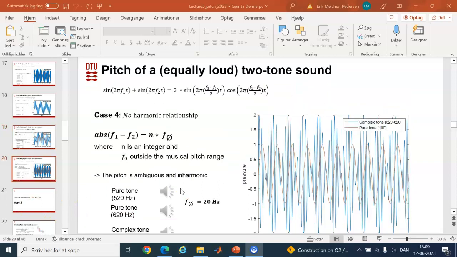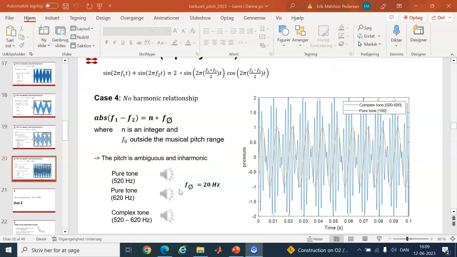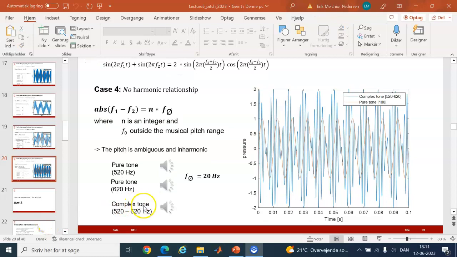Again, careful. The pitch is ambiguous and inharmonic. We have a pure tone at 520 Hz plus a pure tone at 620 Hz, and the fundamental frequency of 20 Hz. Sounds strange. The difference between f1 and f2 is 100 Hz and the f0 is 20 Hz. So it's outside the musical pitch range.